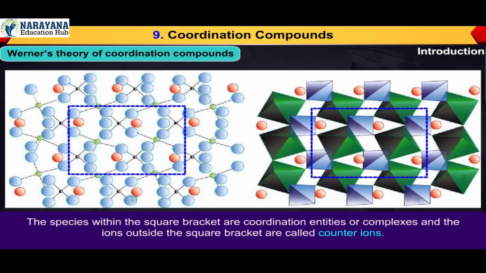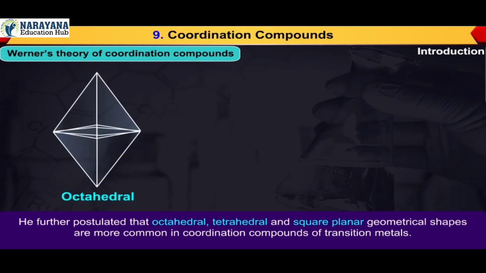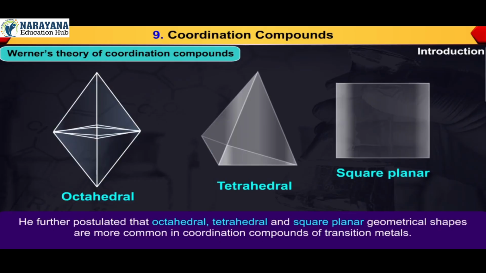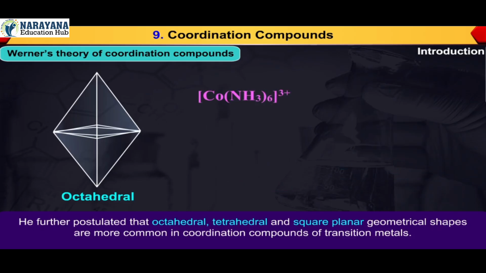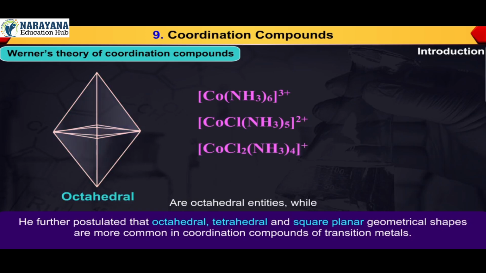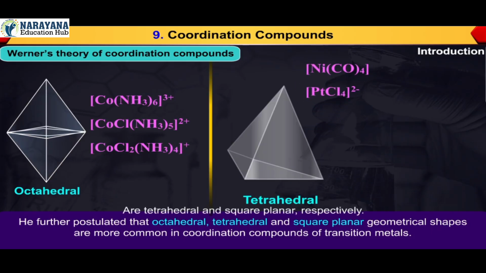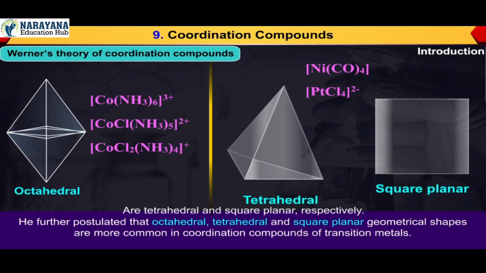The species within the square bracket are coordination entities or complexes, and the ions outside the square bracket are called counter ions. He further postulated that octahedral, tetrahedral, and square planar geometrical shapes are more common in coordination compounds of transition metals. Thus, [Co(NH3)6]3+, [CoCl(NH3)5]2+, and [CoCl2(NH3)4]+ are octahedral entities, while Ni(CO)4 and [PtCl4]2- are tetrahedral and square planar, respectively.